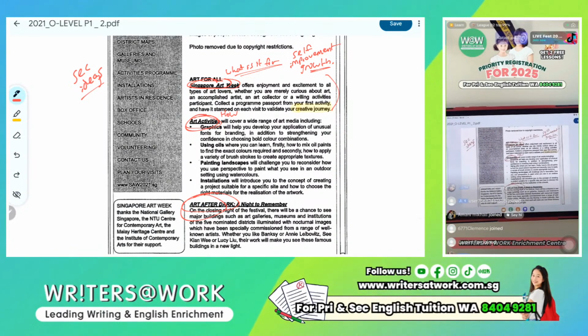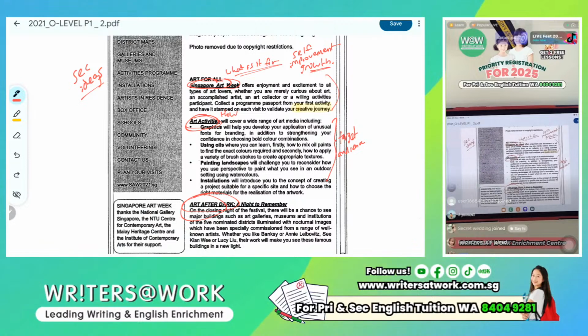Next, there are many art activities here. I think eventually when you look through it, you don't have to remember it per se, but the idea is how would these activities affect your target audience.